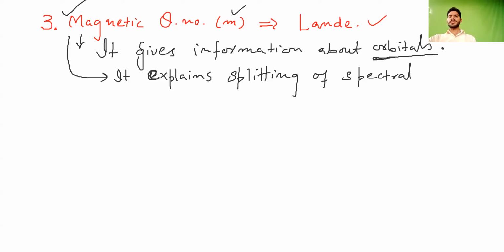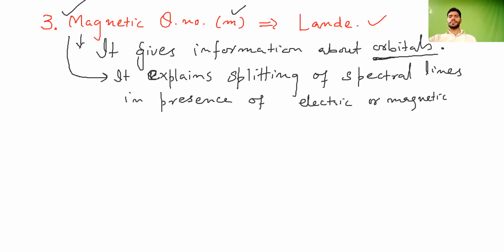It explains the splitting of spectral lines in presence of electric or magnetic field, right? So I will just write it here, that it gives the information about orbitals, and then I told that it explains the splitting of spectral lines in presence of electric or magnetic field.